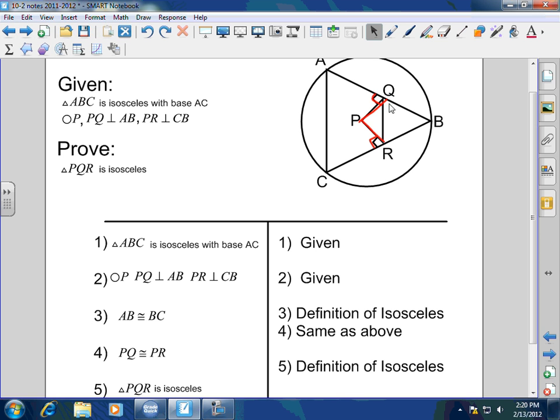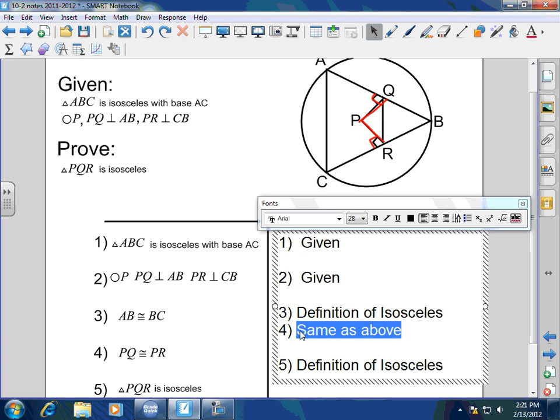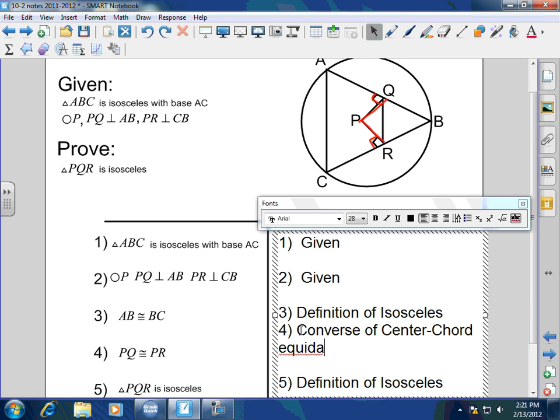PQ being perpendicular to AB and PR being perpendicular to CB means that PQ and PR are going to be the distances from the center to the chord. AB is going to be congruent to BC because of the definition of an isosceles. And then once AB is congruent to CB, then you know that PQ will be congruent to PR because it would be the converse of the center chord equidistant theorem. Okay?